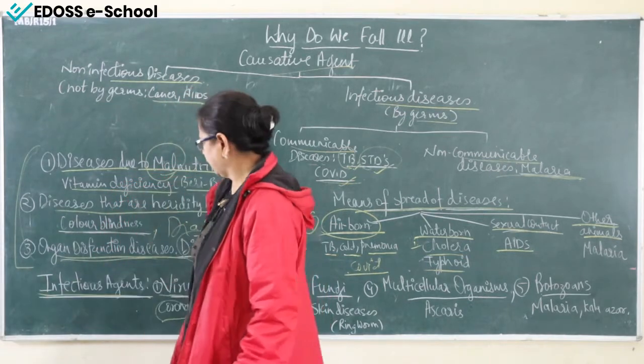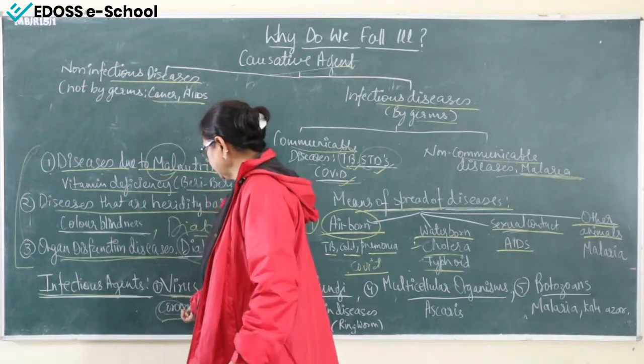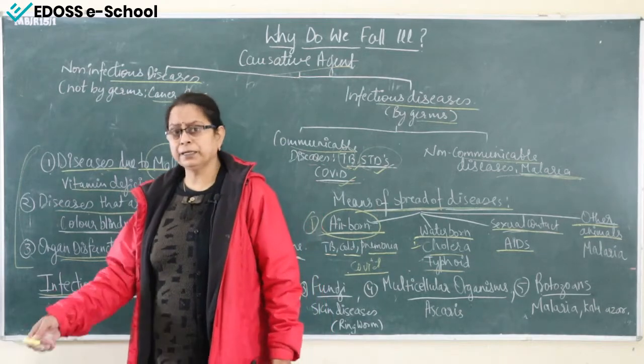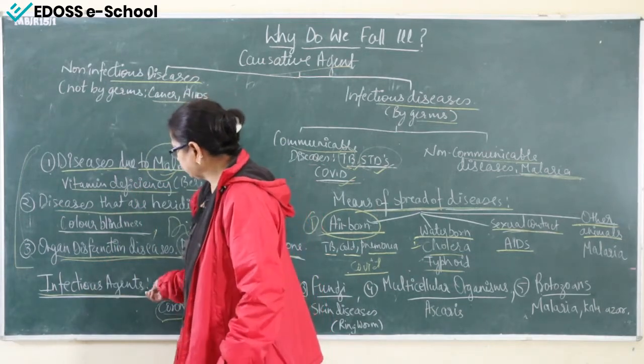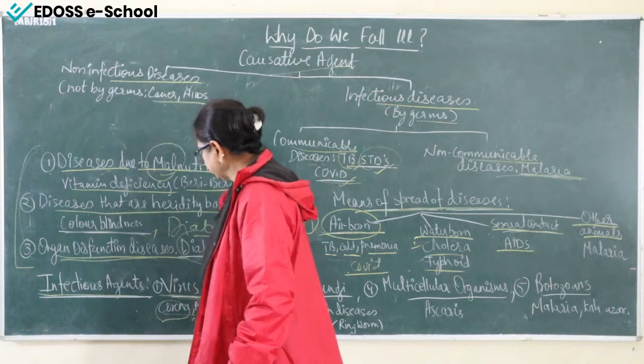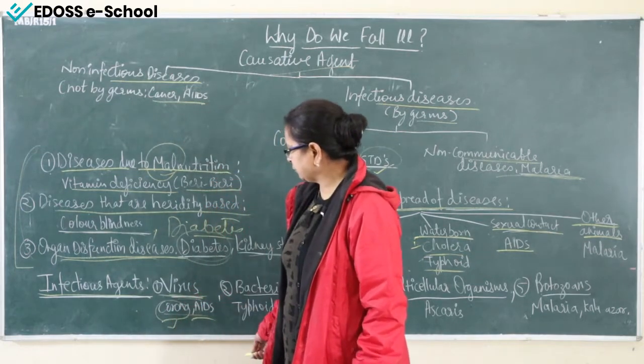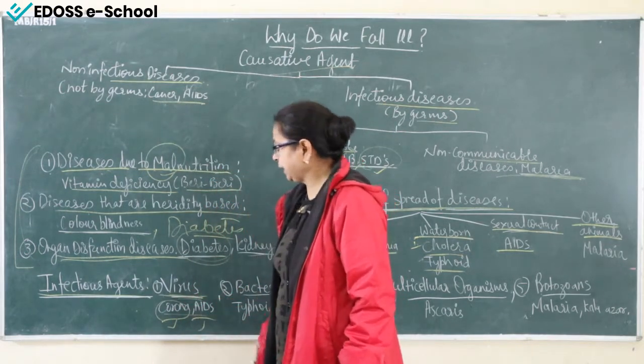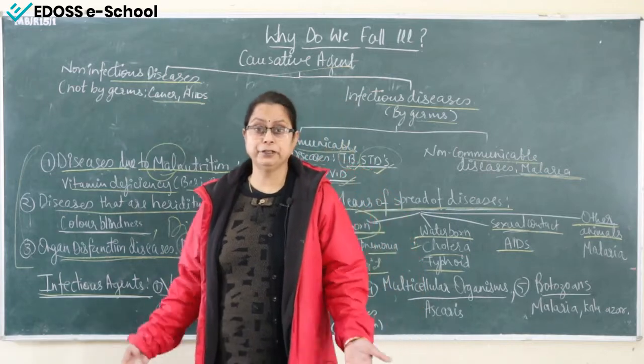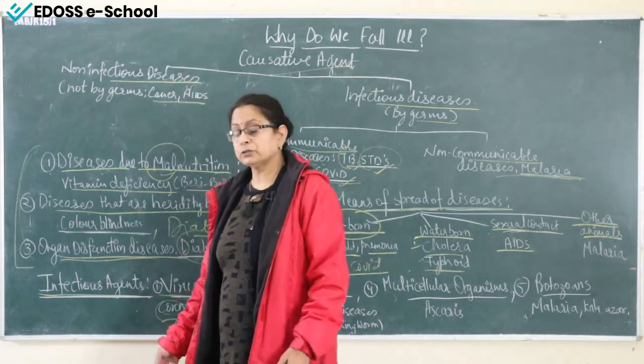This we will study in the higher classes, but here we study the first group of the infectious agent, which is the virus, and the examples of viral diseases are corona, AIDS, cough, cold, viral fever, all are examples of it.